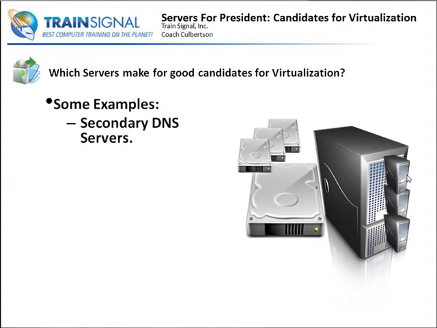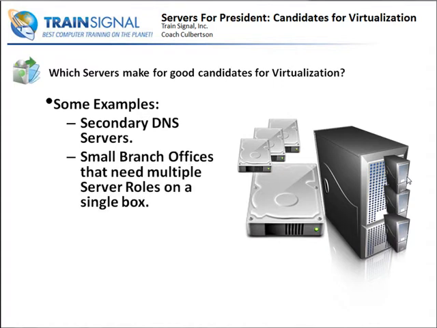First of all, secondary DNS servers. A lot of secondary DNS servers are not that intensive in terms of CPU and RAM usage, so that might be a good option, might be a good candidate for virtualization. If you have a small branch office and you need multiple server roles on a single box, well, that might also be another good option for virtualization. Maybe you have a small branch office somewhere and there's 3 servers sitting in a closet somewhere just sucking up juice. You might be able to take those 3 servers and consolidate them to one more energy efficient machine.